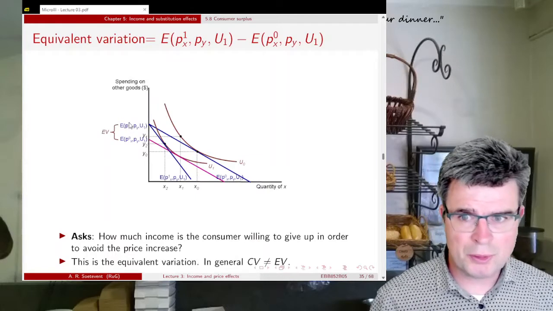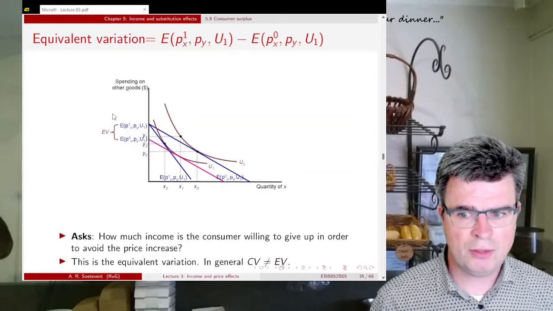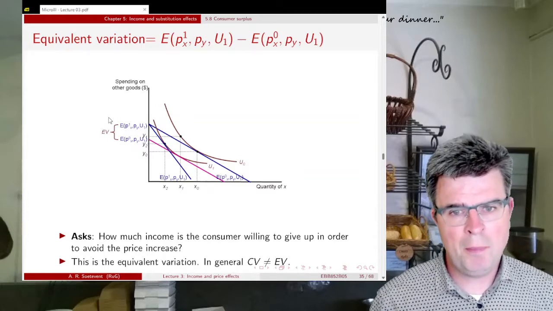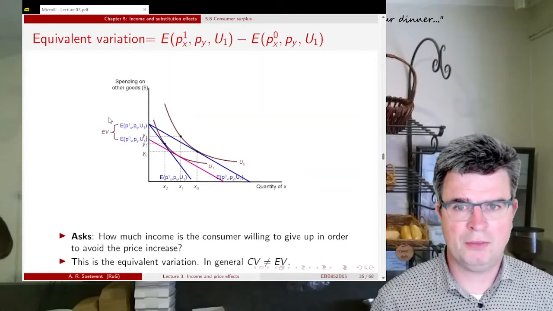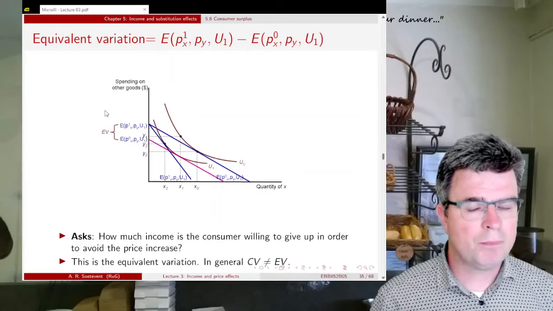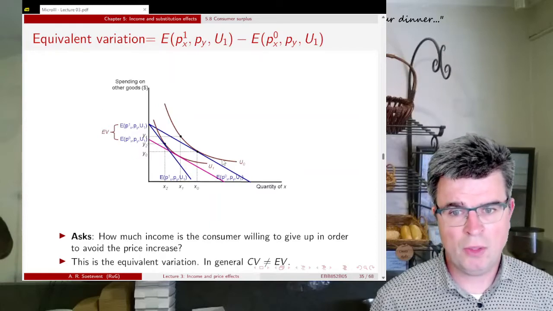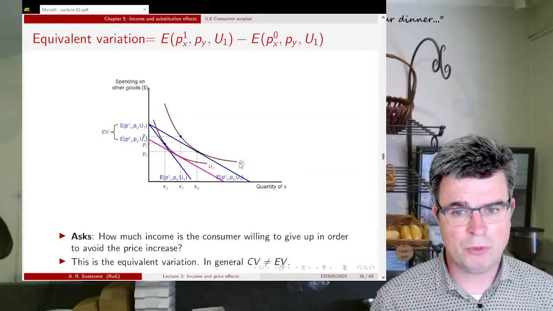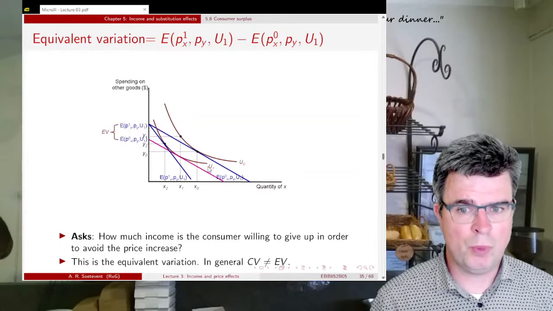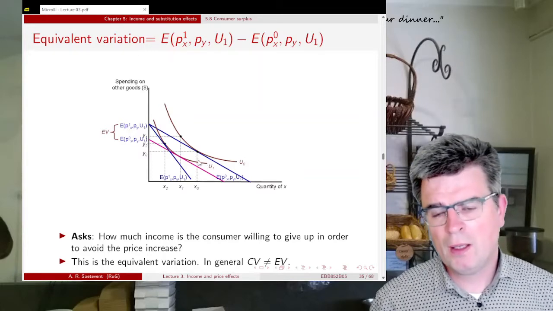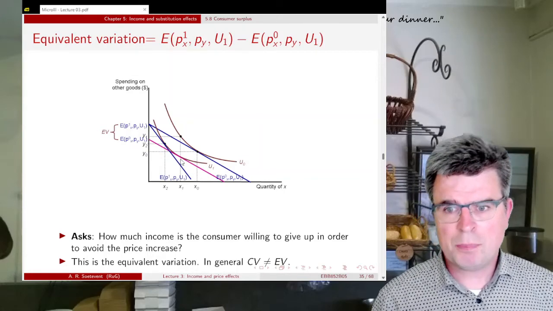Then there's another construct which is called the equivalent variation, and the equivalent variation answers the question, how much is the consumer willing to give up in order to avoid the price increase? Now, it is clear that the price increase makes the consumer worse off. He can no longer reach the utility level U0, but he can only reach the utility level U1, which is lower. He doesn't like that.